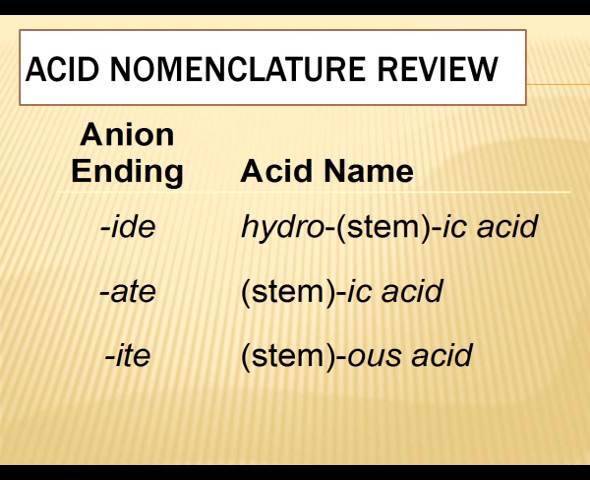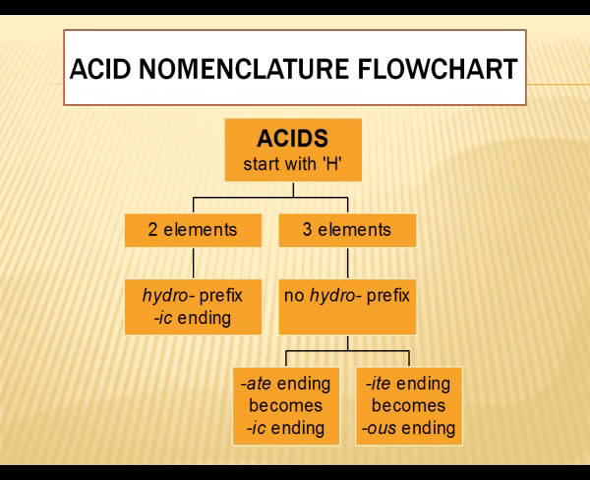Well, with acids, we need to review how to name them, or their nomenclature. And the name of the acid all depends upon the anion that the hydrogen is attached to. If, for example, it ends in IDE, we say hydro, whatever it is, ic acid. This PowerPoint shows the word stem. ATE is the ic acid, and ITE is the ous acid. This is a flowchart that should help you with acids and their nomenclature.